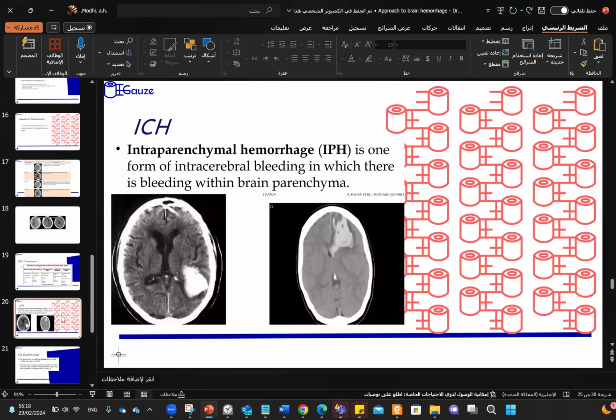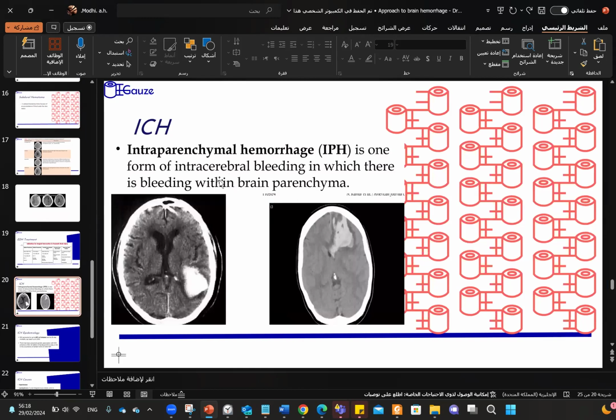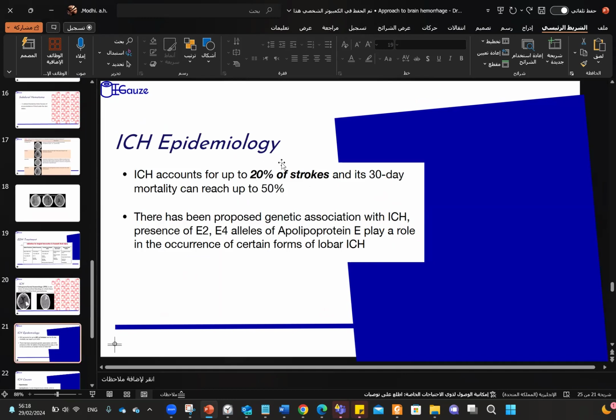Now we will go to the ICH. Intraparenchymal hemorrhage, or intracerebral hemorrhage, is one form of intracranial bleed where the bleeding is within the parenchyma. It occurs in up to 20% of strokes, and the 30-day mortality can reach up to 50%. There is a mortality score for ICH if you want to check it, which guides you for surgical intervention and when to operate on the patient, and gives you hints about the expected prognosis of the patient.